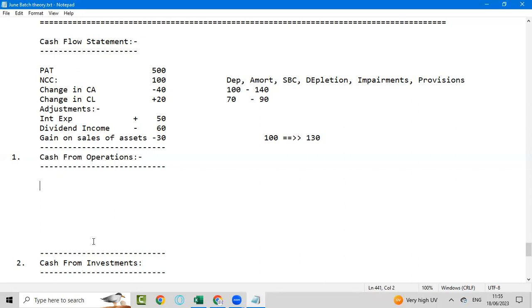Okay, now we are going to talk about investing activities. So first of all, purchase of mutual funds, bonds, shares, or other investments.